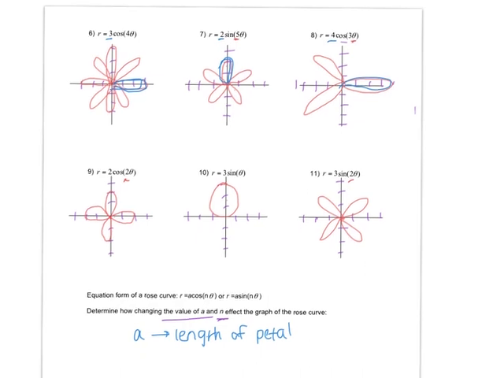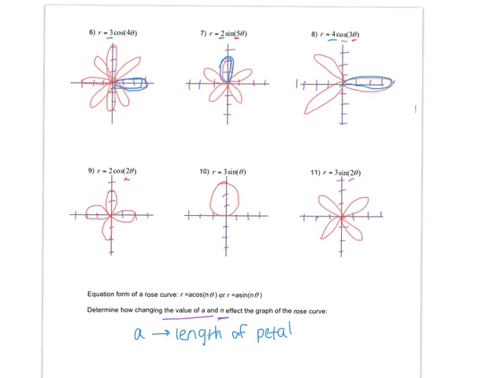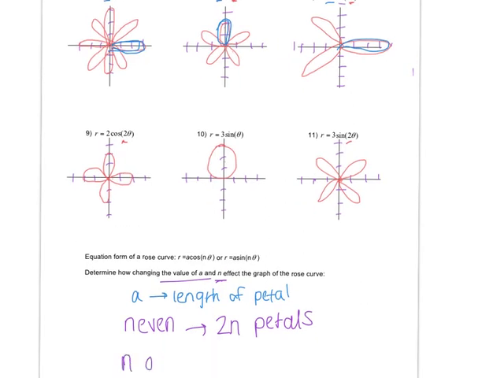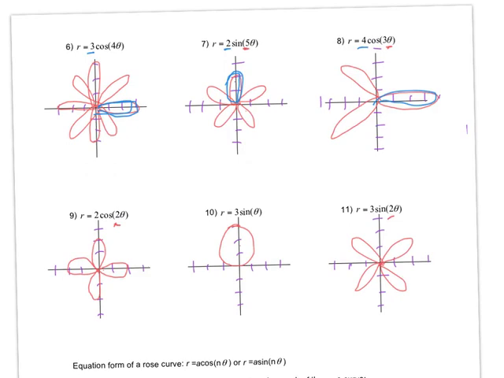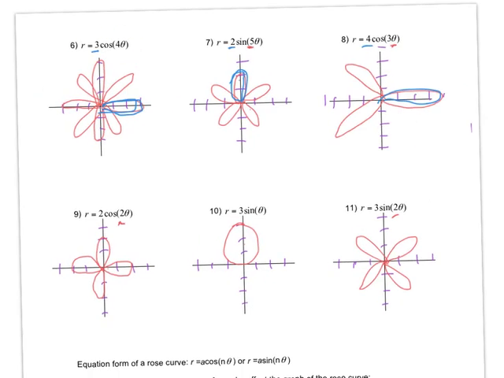And that is the case when N is even, then there are 2N petals. But when N is odd, there are just that many petals. So if N is 3, there are 3 petals. But if N is 4, there will be 8 petals. So that's how you can determine petal length, which is that number out front. And then to determine the number of petals, it just depends. If N is even, you double it, that's how many petals there are. And if N is odd, it's just that number itself. So that's how you can break apart these equations for rose curves, and you can find so much about the graph before you even plug it into your calculator.